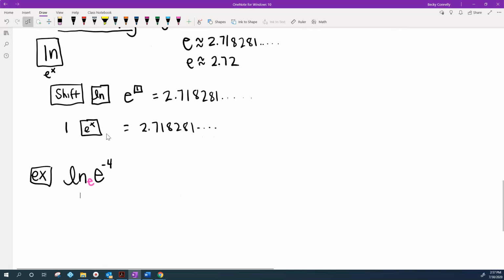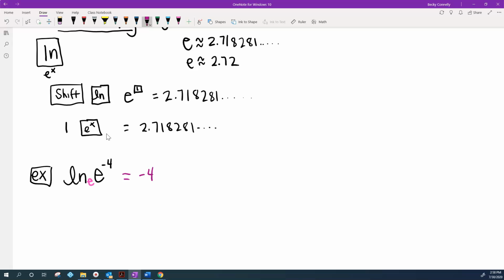So if you look at this, we still have the same kind of thing going on here, where the base of e and then e to the 4th power are kind of like undoing each other. Okay? And so then you're just left with -4. So try it on your calculator.